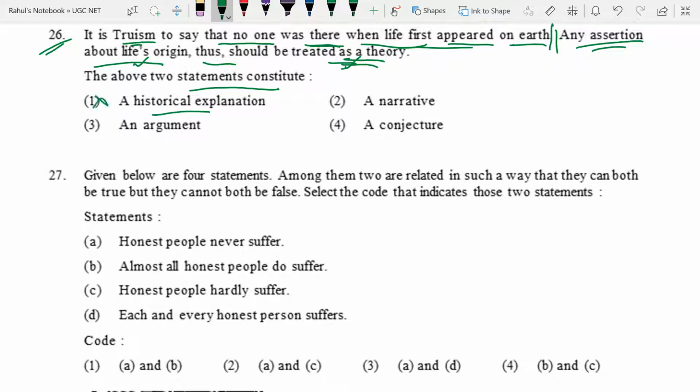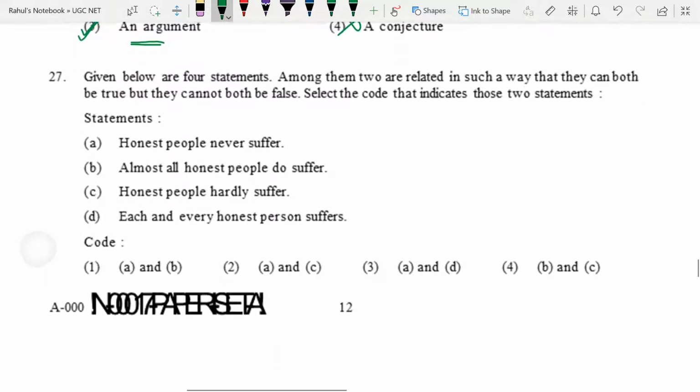No, there isn't anything that is reflecting historical, right? It is also not a narrative kind of a story. It is not a kind of conjecture, but it is an argument. You can say that it is an argument. So both constitute arguments. Option third is the correct answer.